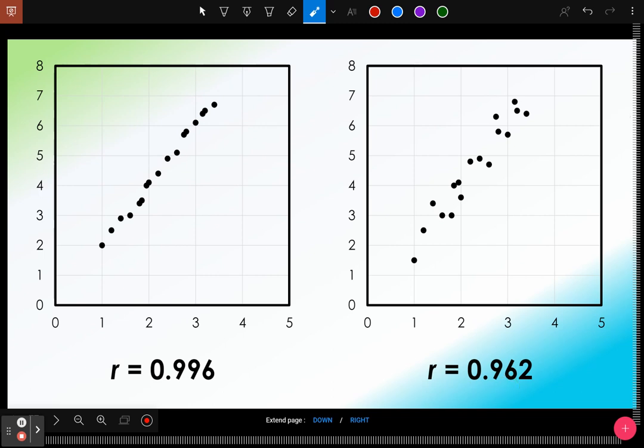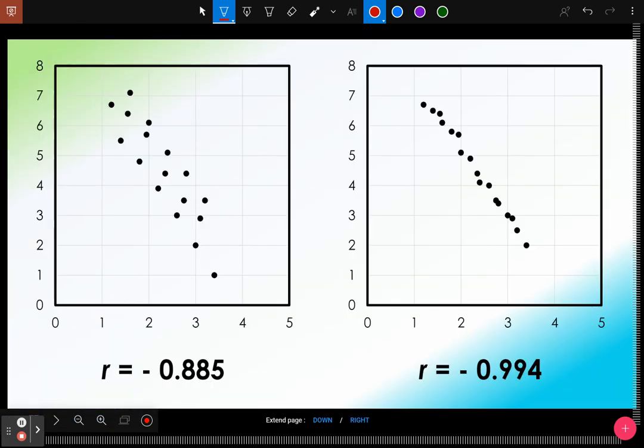But notice the difference. If we think of this one as 99% accurate and this one over here is 96% accurate, this 99 is really close together and this 96 is spread out a little bit more. So the further you get from one, the more spread out they are. See how spread out these are right here? Negative correlation, 0.885. Spread out. You can still see the pattern.